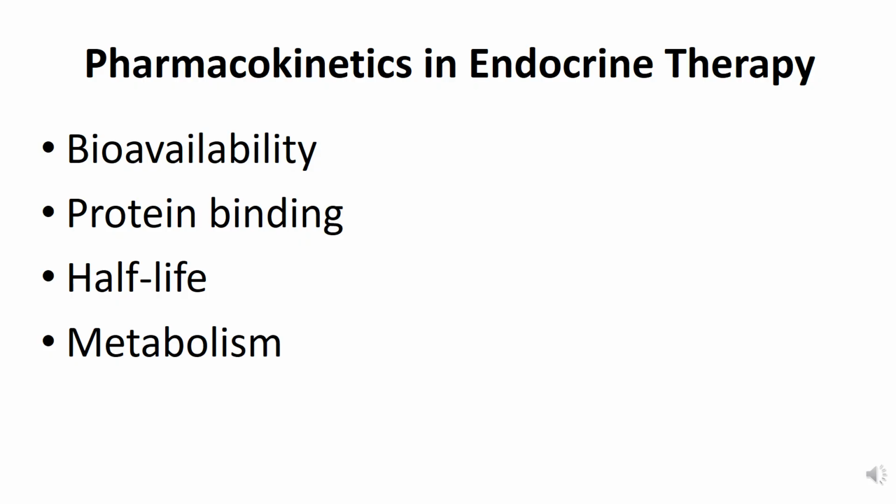Metabolism is the final key concept. Most endocrine drugs are processed in the liver. Liver enzymes chemically modify hormones and medications. The body can then remove them more easily. Some drugs become active only after metabolism. Others are inactivated and prepared for excretion.